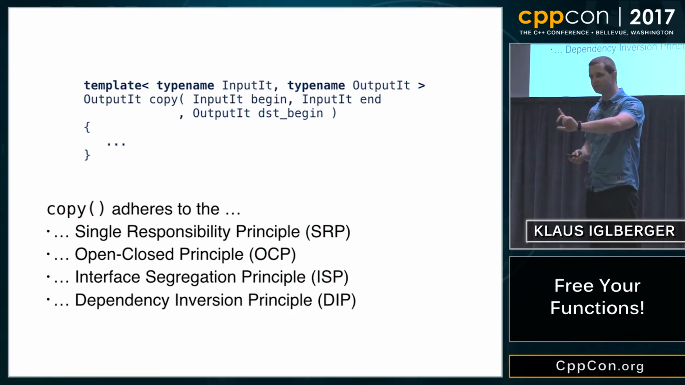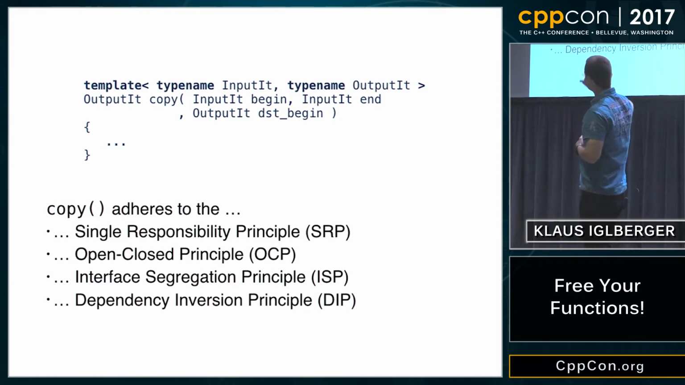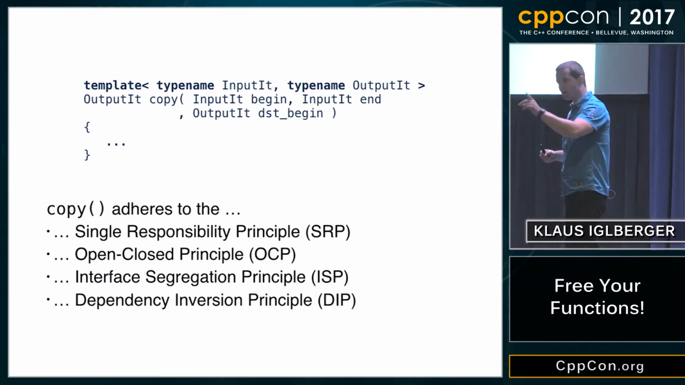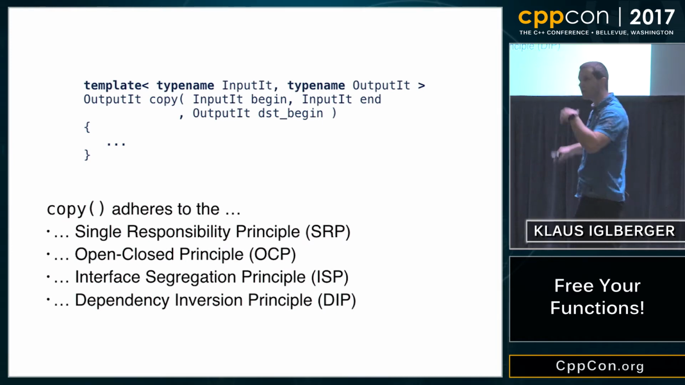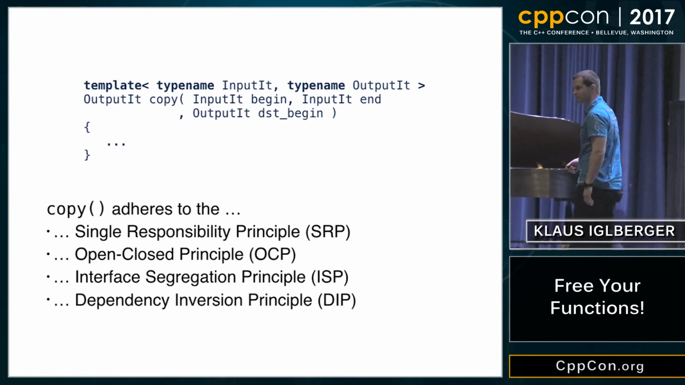There's only one missing, the Liskov substitution principle. It cannot adhere to this principle because it's a function. Liskov is about types. But you and your type, you can adhere to the Liskov substitution principle if you provide an input iterator or an output iterator. Now you have to adhere to some behavior, expected behavior, in order to make this work.